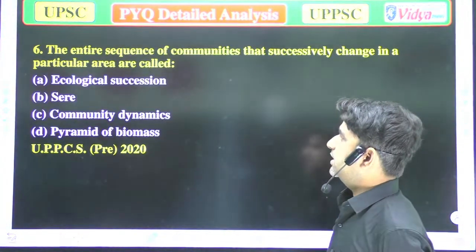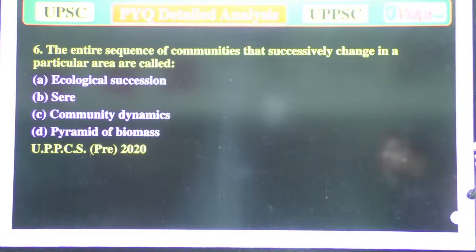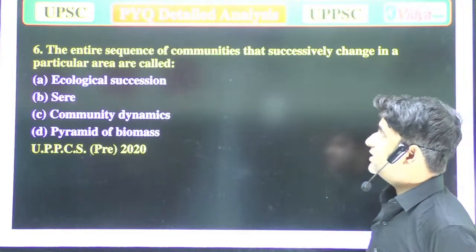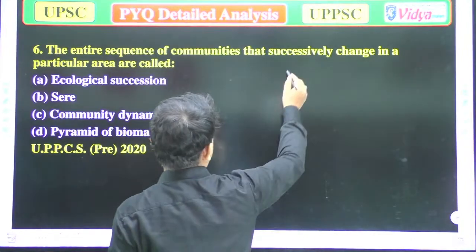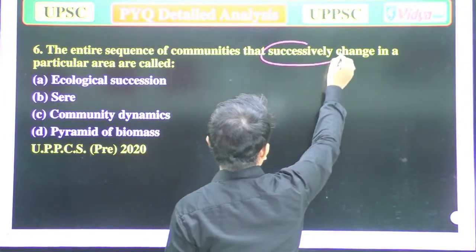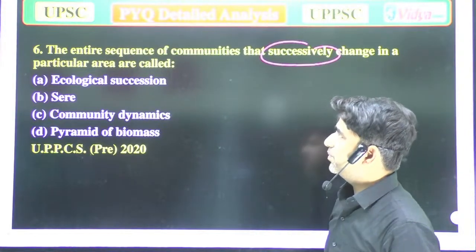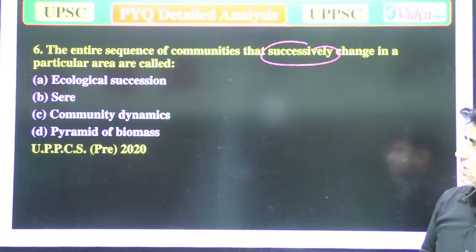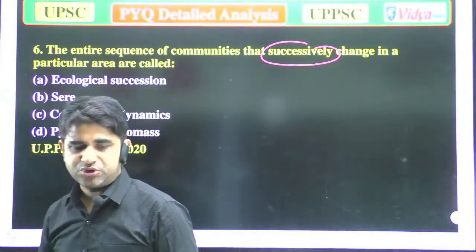Our next question is: the entire sequence of communities that successively change in a particular area is called A, ecological succession; B, sere; C, community dynamics; and D, pyramids of biomass. Try to attend these questions very fast.